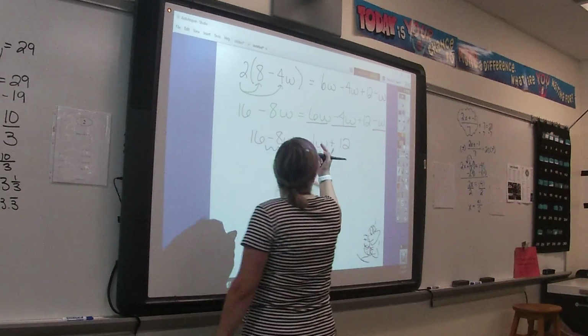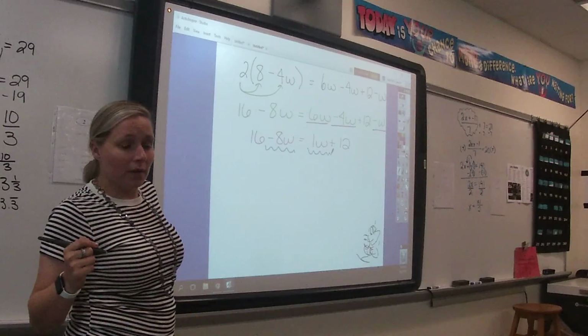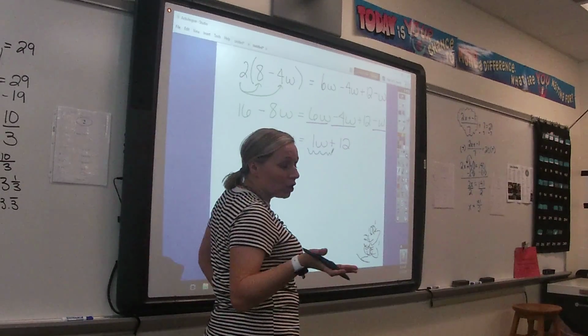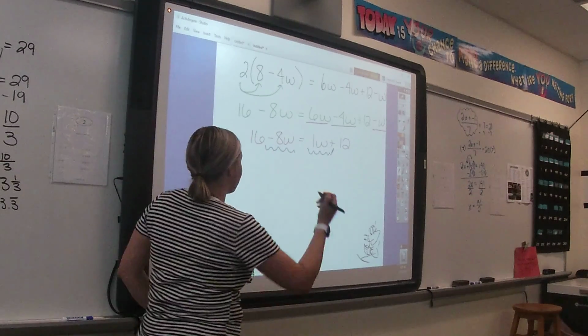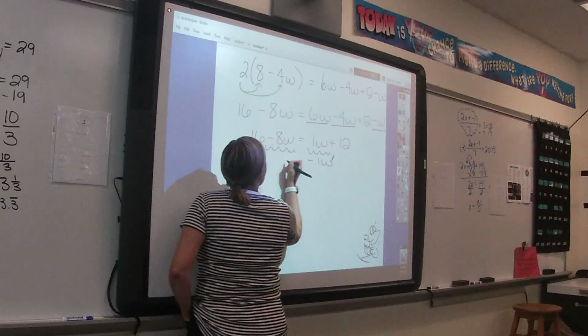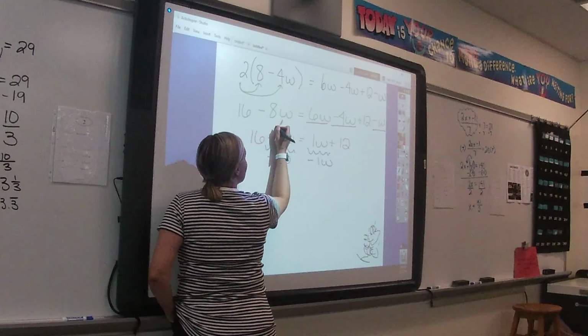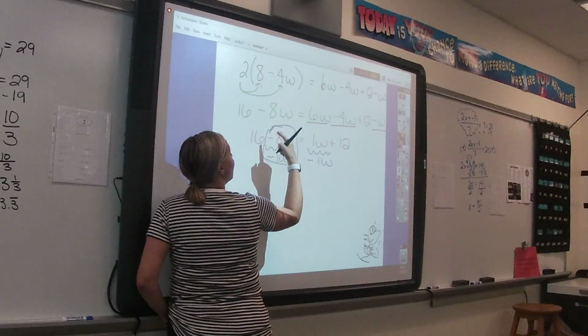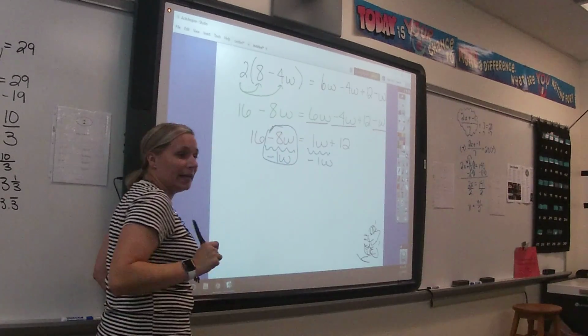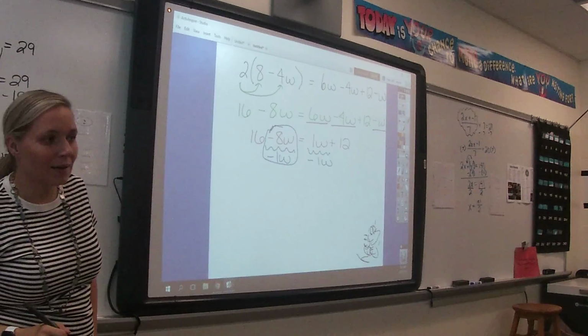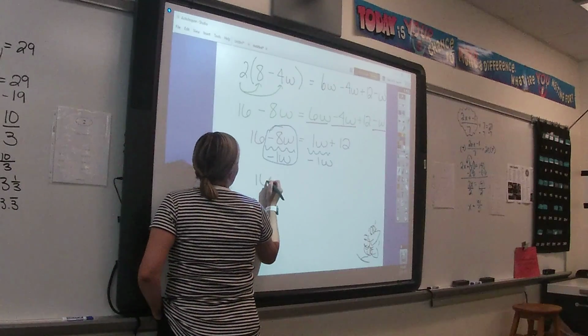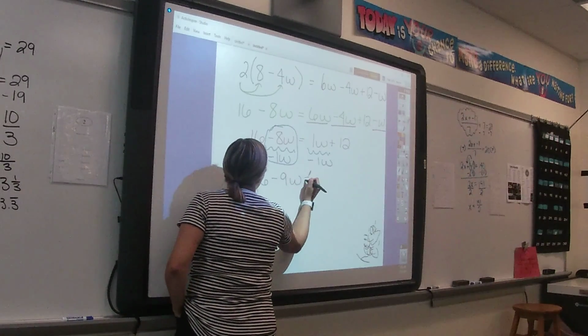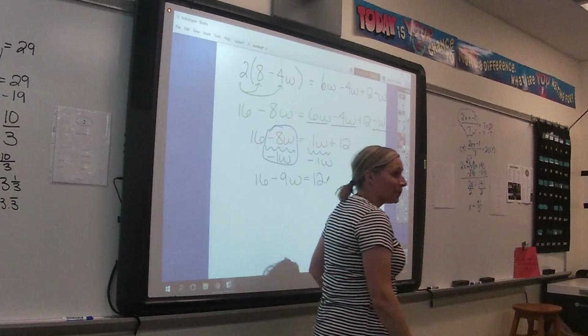Right? So is this one positive or is this one negative? Positive. So how do we inverse or do the opposite of a positive one? Subtracting. The key here is that when you put this down, you just need to get this whole thing. Negative 8 minus 1 is what? Negative 9. So 16 minus 9w equals 12.